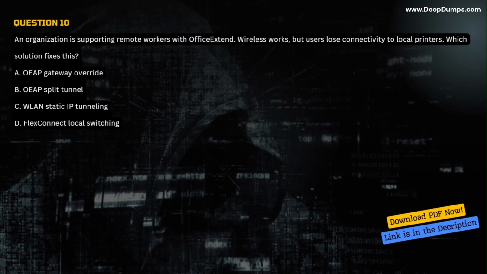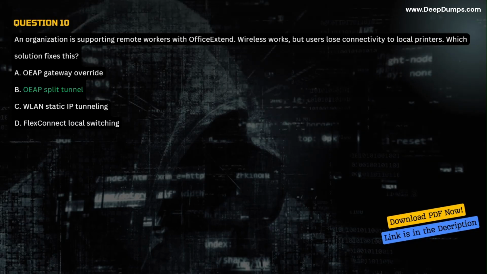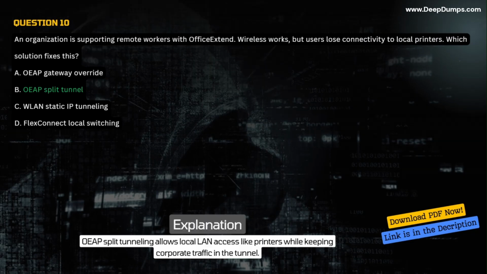Question 10. An organization is supporting remote workers with Office Extend. Wireless works, but users lose connectivity to local printers. Which solution fixes this? A. UEP Gateway Override. B. UEP Split Tunnel. C. WLAN Static IP Tunneling. D. Flex Connect Local Switching. Correct answer B. UEP Split Tunnel. Explanation. UEP split tunneling allows local LAN access like printers while keeping corporate traffic in the tunnel.